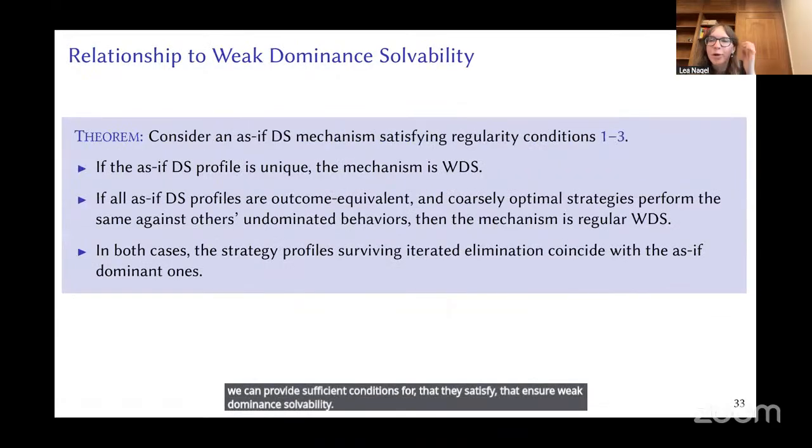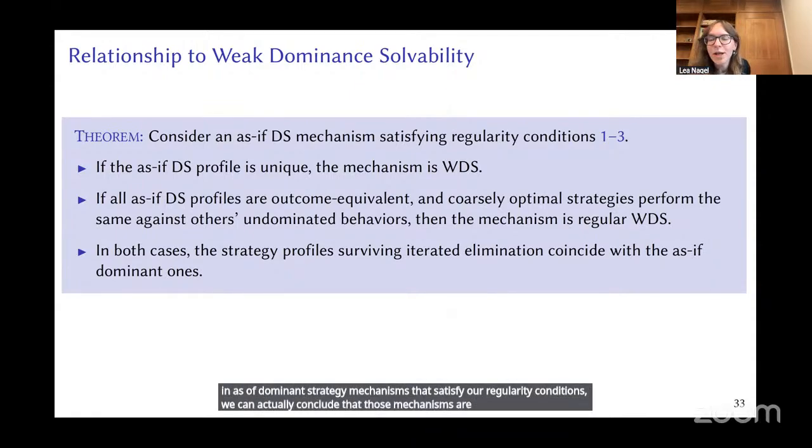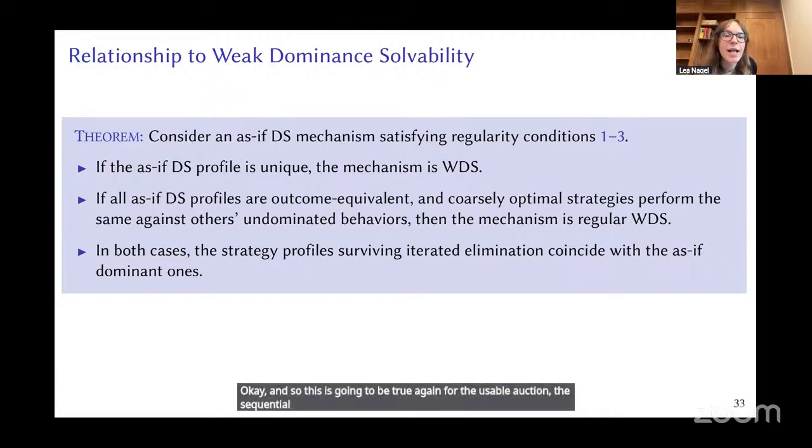Again, I'm not going to go over this in the interest of time, but in as-if dominant strategy mechanisms that satisfy our regularity conditions, we can conclude that those mechanisms are weak dominance solvable. What this means is that if you didn't like that I was mixing rationality and equilibrium, you can drop the equilibrium condition that I imposed in the definition and replace it with weak dominance solvability, and it's not going to make a difference for most of the application settings. This is going to be true again for the Ausable auction, the sequential DAA, TTC, and a slightly weaker version of this result is also going to be true for the online English auction.